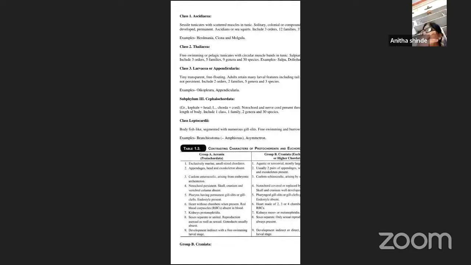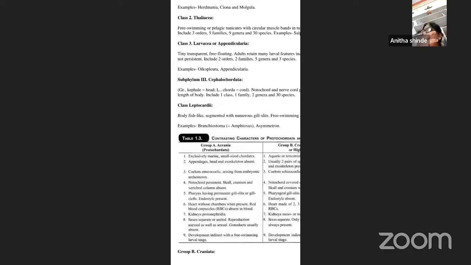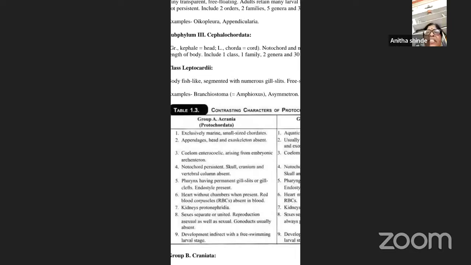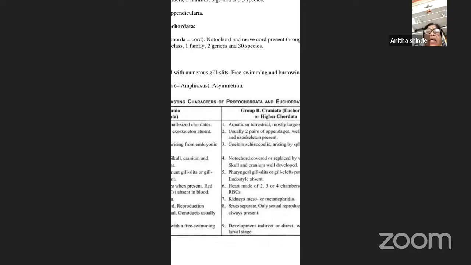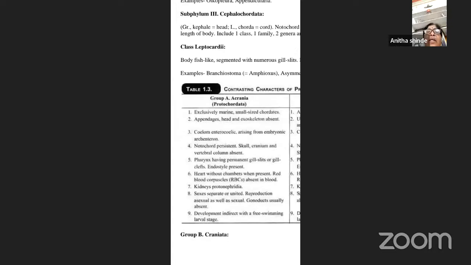Okay. Now this is the difference. If you see the difference between protochordates as well as the chordates, protochordates are exclusively marine and small-sized chordates, whereas craniata, which includes higher chordates, are aquatic or terrestrial. They are mostly large-sized. Then the protochordates possess no appendages; head and exoskeleton are absent, whereas here usually two pairs of appendages, a well-developed head and exoskeleton are present.